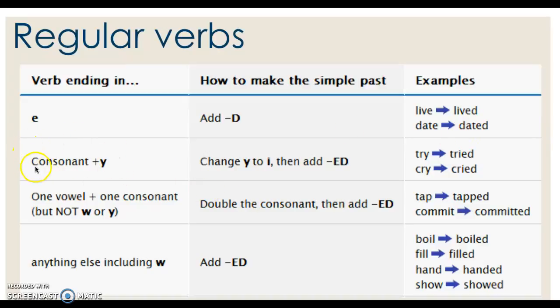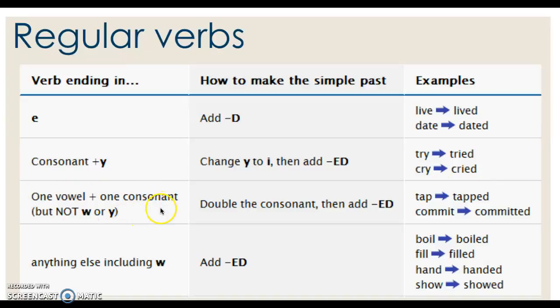The second case is when we have a verb that finishes with a consonant and then a y. We need to change the y into an i, and then we add ed. So for example, try, we change the y for an i, and then we add ed, and then we get tried, which is the past. The same happens with cry, which becomes cried with an i here.